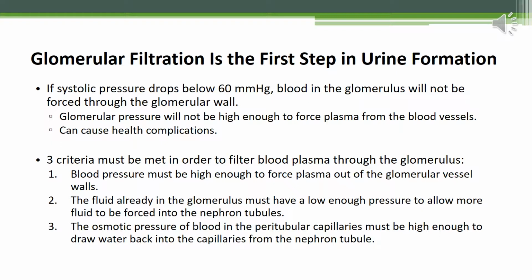Three criteria must be met in order to filter the blood plasma through the glomerulus. First, the blood pressure must be high enough to force the plasma out of the glomerular vessel walls. The fluid already in the glomerulus must have a low enough pressure to allow more fluid to be forced into the nephron tubes. And finally, the osmotic pressure of the blood in the peritubular capillaries must be high enough to drain water back into the capillaries from the nephron tubule. And this is because we simply don't want to lose any water, or any more water than we have to here.